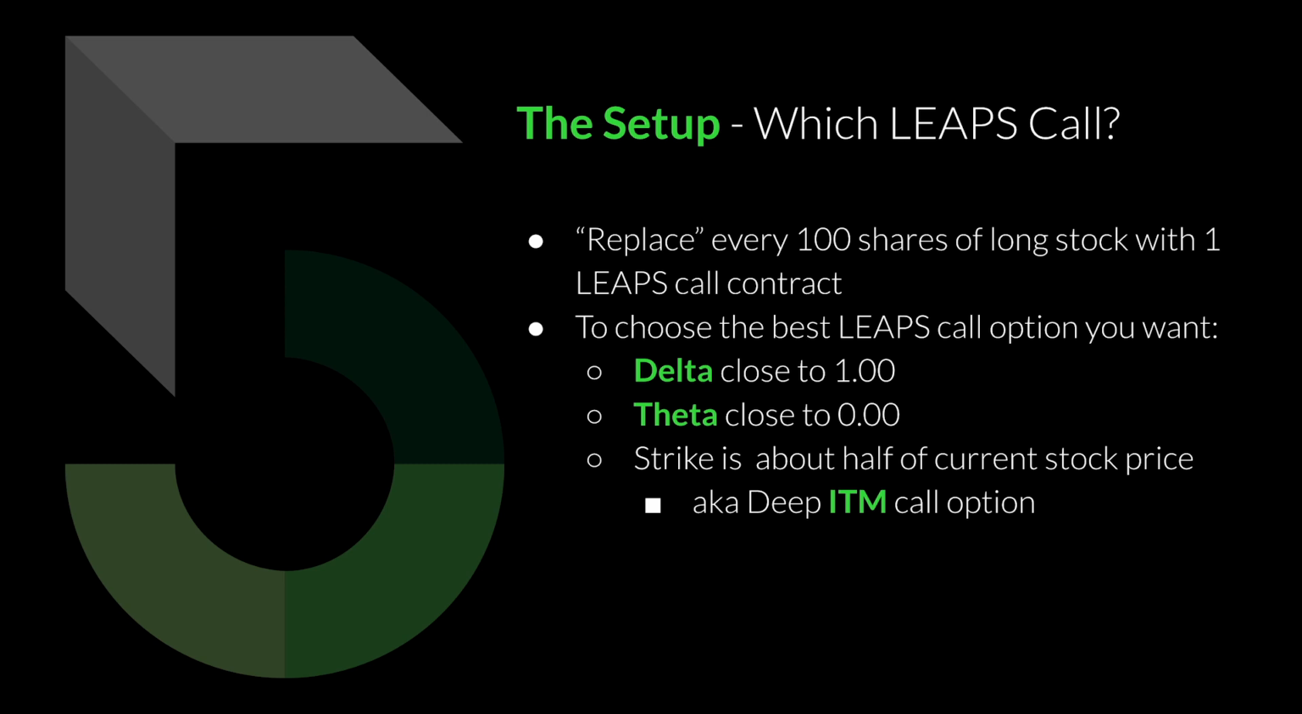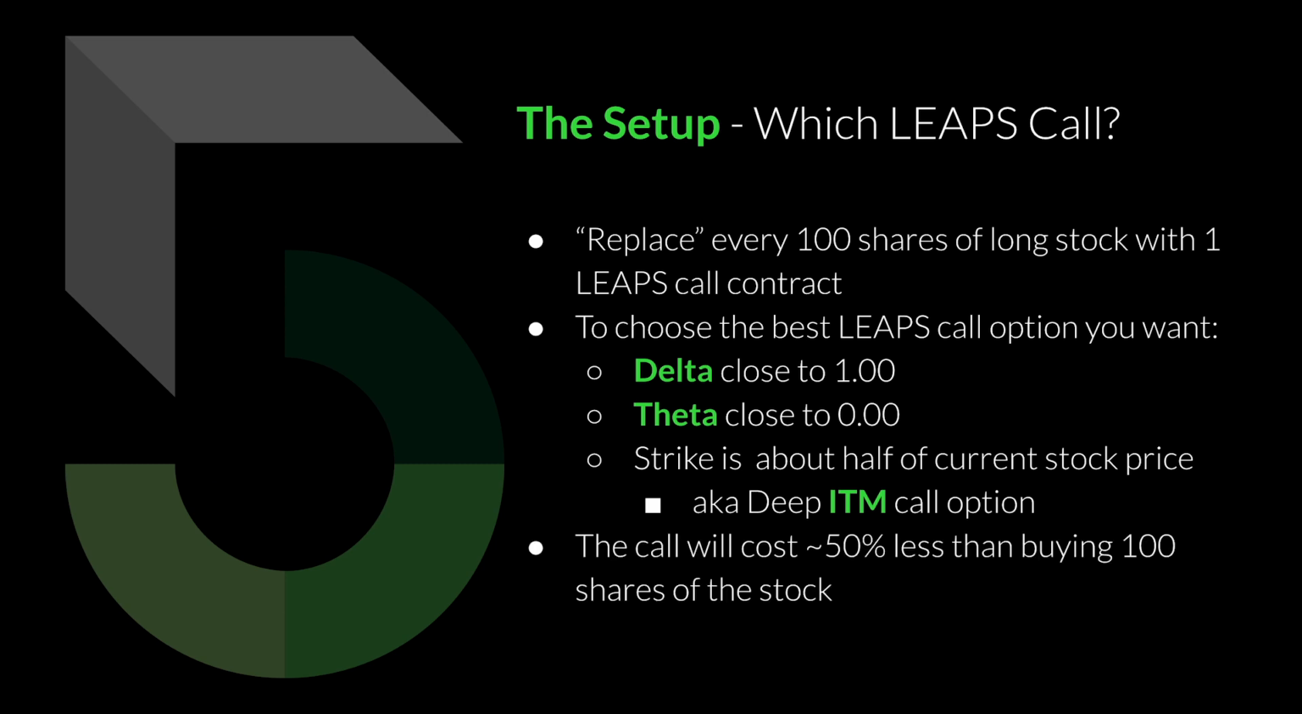Delta close to 1, theta close to 0, strike is about half, and then it should cost about half as much as if you were to purchase 100 shares of that stock at the market price. Now, let's go ahead and take a look at the options chain to see an example.